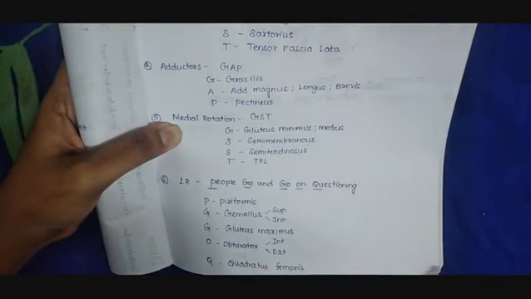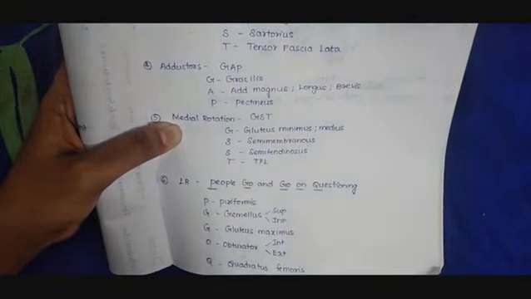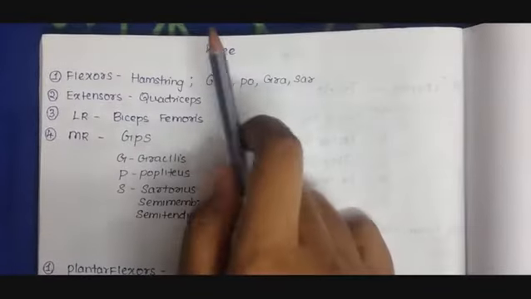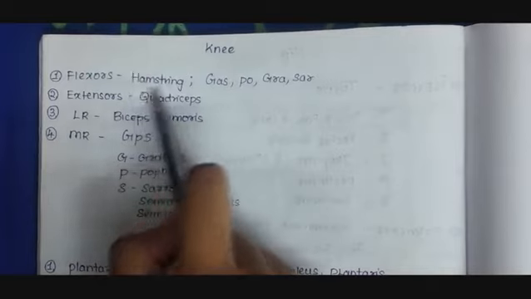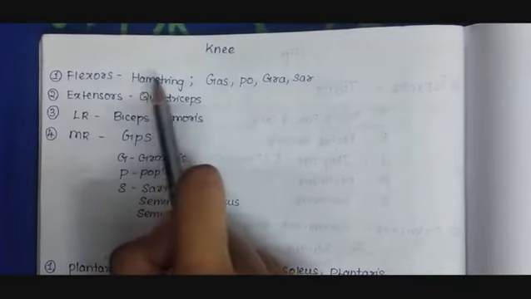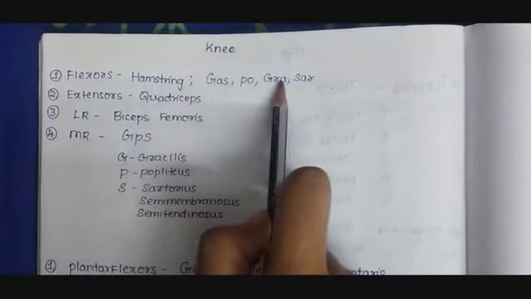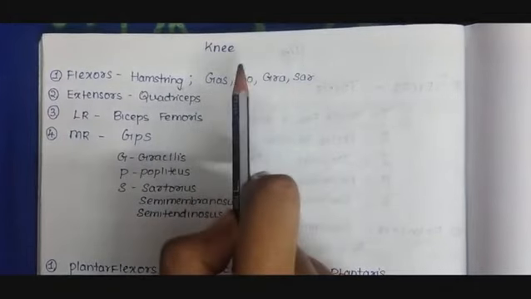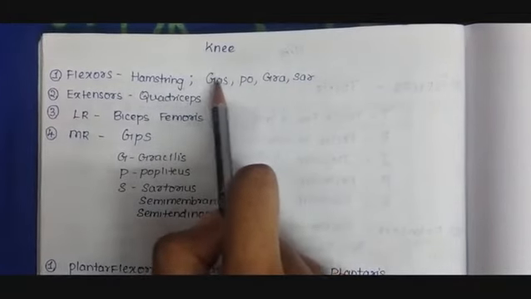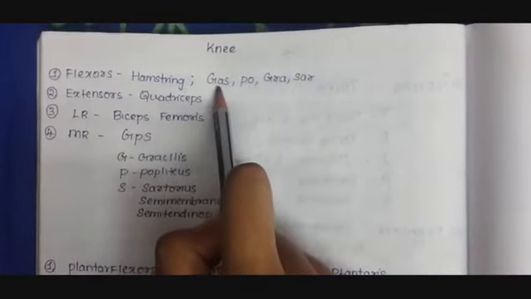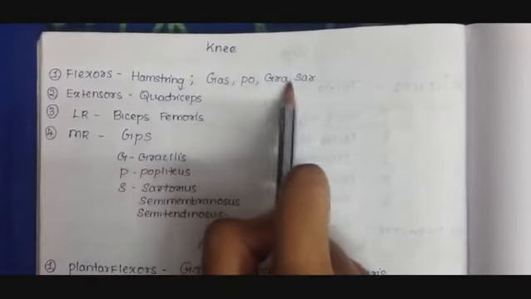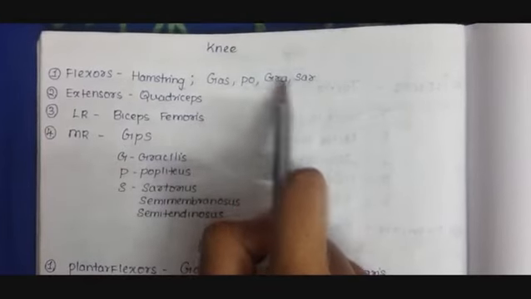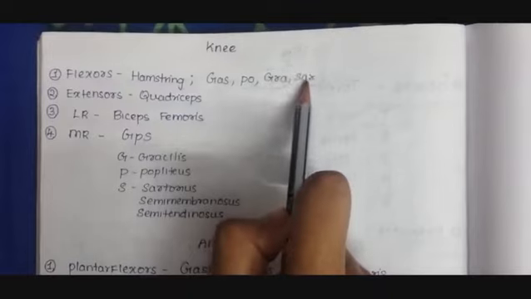Okay, now let us discuss the muscles of the knee. Flexors. I hope you know that the primary muscle is nothing but the hamstring muscle. The secondary muscles, in order to remember the secondary muscles, just try to remember this: Gaspograsser. Gas stands for gastrocnemius muscle. Po stands for popliteus muscle. Gra stands for gracilis muscle. And Ser stands for sartorius muscle.